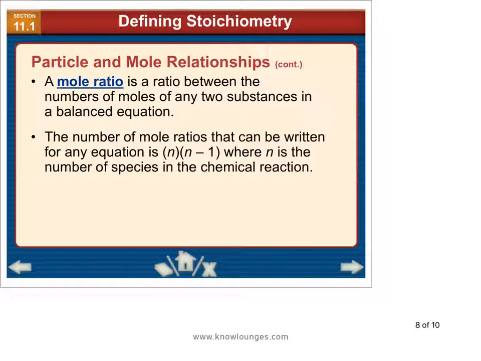Mole ratio, one of our key terms, is a ratio between the numbers of moles of any two substances in a balanced chemical equation. The number of mole ratios that can be written for any equation is n times n minus 1, where n is the number of species, the number of substances present in the chemical reaction.